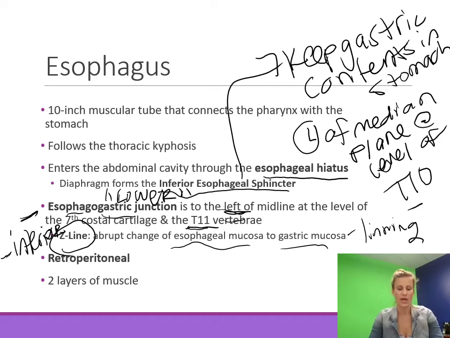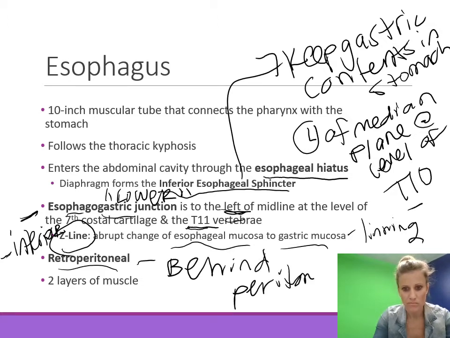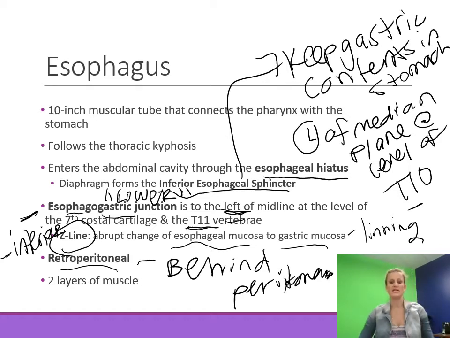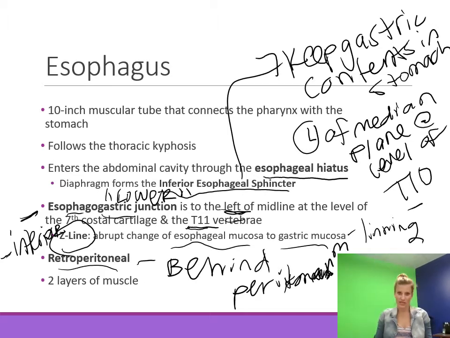The esophagus is located retroperitoneal. Retroperitoneal just means behind the peritoneum. You're behind the peritoneal cavity. Remember, the peritoneum is the double layer membrane that's present throughout the abdomen and part of the pelvis. And some structures are located retroperitoneal, or behind the peritoneum, behind the peritoneal cavity. The terminal esophagus happens to be one of those.